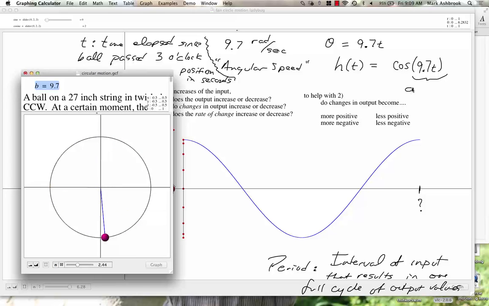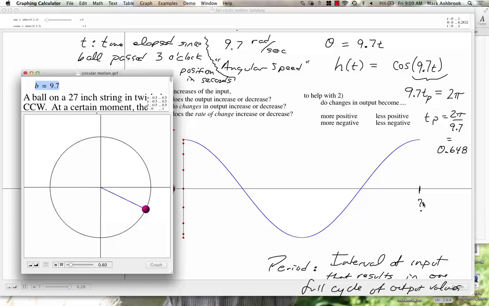So how do I calculate that? There's some amount of time, call it TP for period, such that that angle reaches 2 pi. That's a really important idea. How much time needs to go by so that 9.7t hits 2 pi? Then we know we'll have a full cycle of output values, because this is the period of cosine in terms of angle measure. So TP is 0.6478. I'll go with 0.648.